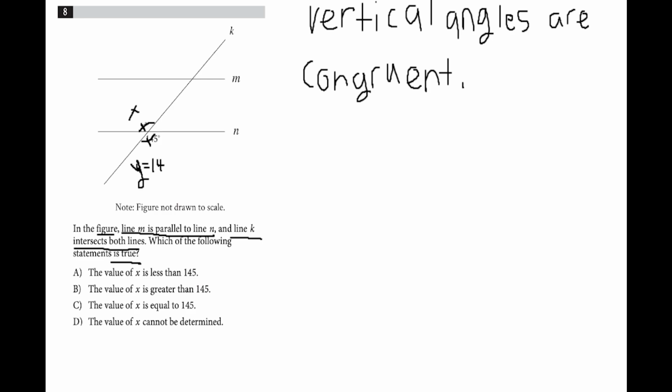So we know that Y is equal to 145 degrees. Because these both are vertical angles, we can say X is equal to Y. And now Y is equal to 145, so we can replace Y with 145. So X is equal to 145 degrees, which makes our answer C. Pretty easy question that requires no math if you understand the concept.